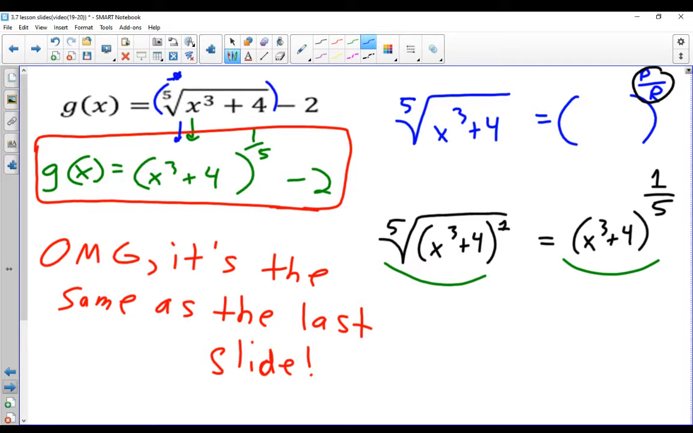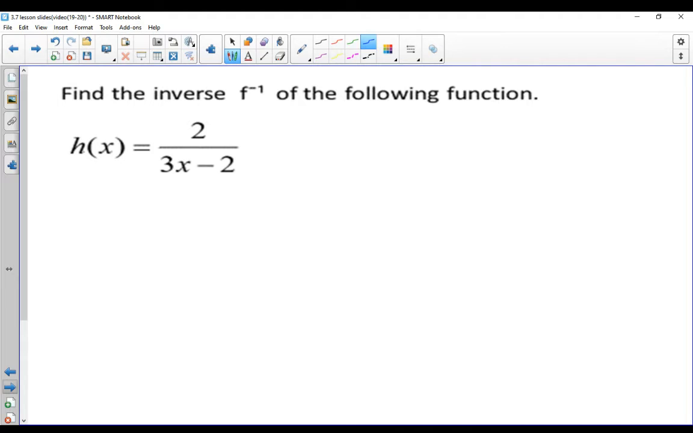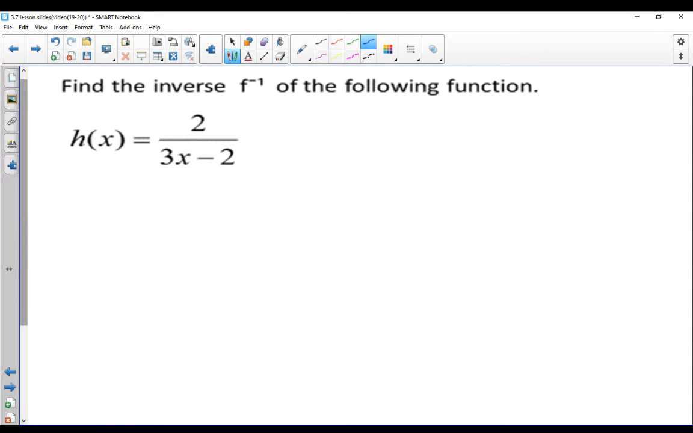Piece of cake. All right, I think we're almost done. Got a few more examples. They should be pretty quick. So now this example, this one's going to be a little bit more challenging, but it won't be too bad. But let's go ahead and start. First thing, replace my function notation with y.